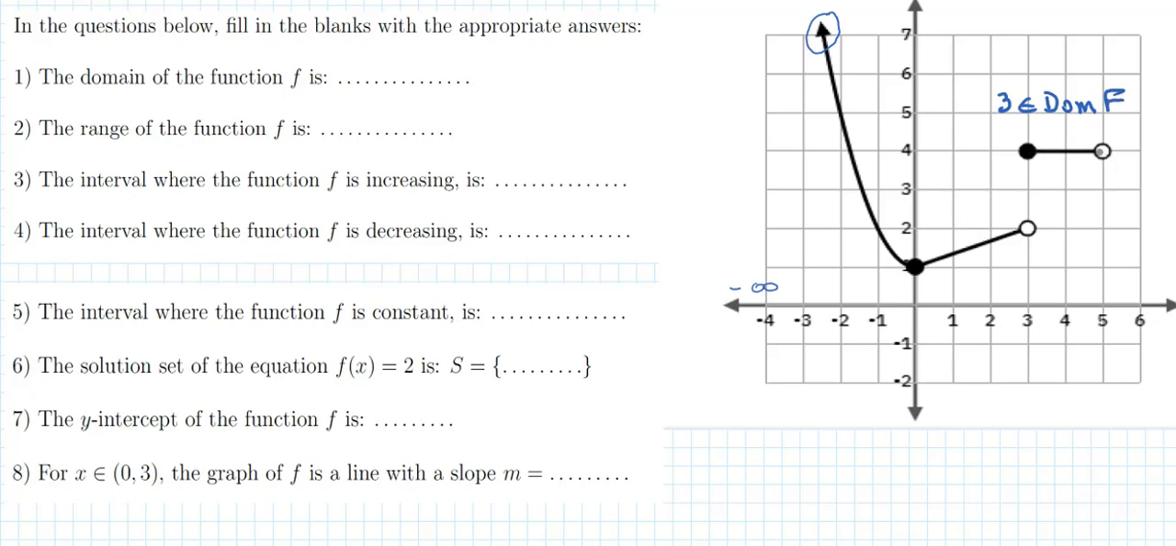Then the function will stop at x equals 5, but at 5 we have an empty point, saying that 5 does not have an output through the function f. So we deduce that the domain is the open interval minus infinity, 5.